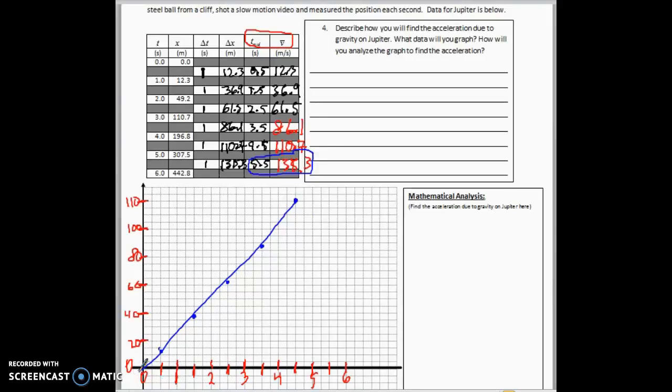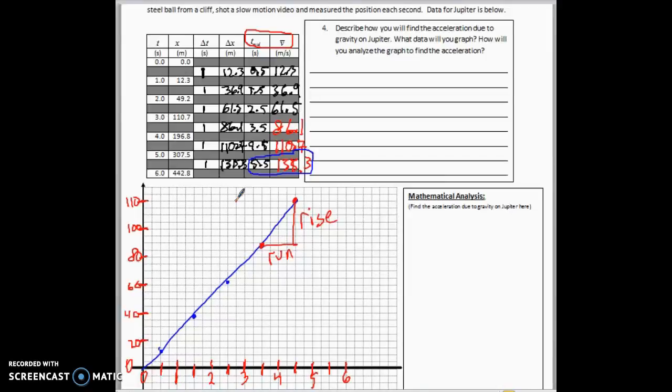Now, we have to find the slope of this line. Okay. How we're going to do that is we're going to take 2 points, right? These 2 points here, let's say, and we're going to find the rise over the run. We're not going to count the boxes, though. We're going to figure out how much the position rises. Okay, so the position goes from, right here it was at 86.1, and here the position is at 110.7.